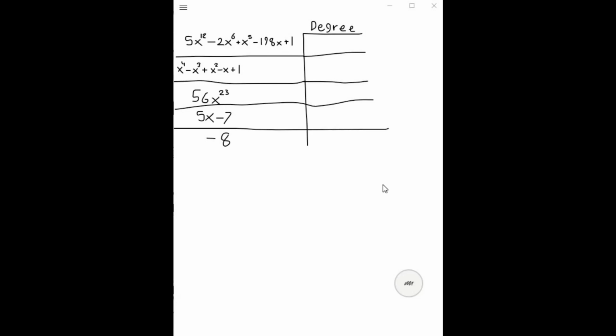So we'll start off with polynomials in one variable. They're usually in the form of ax to the power of n, where n is a non-negative integer and a is a real number called the coefficient of the term. The degree of the polynomial is the largest exponent.